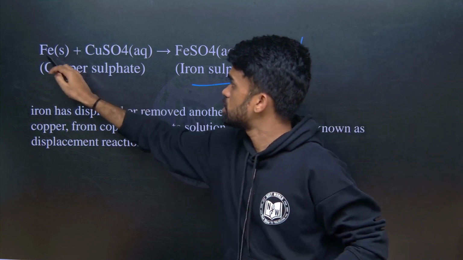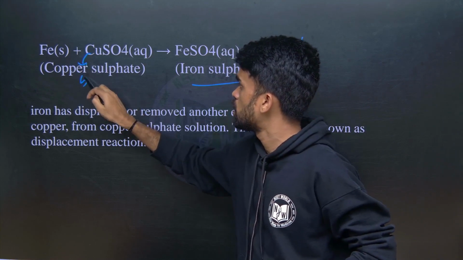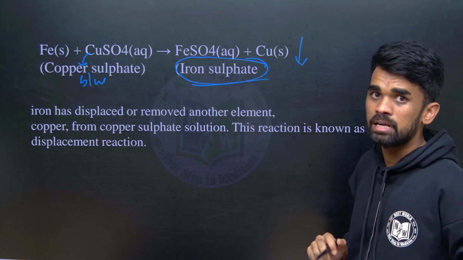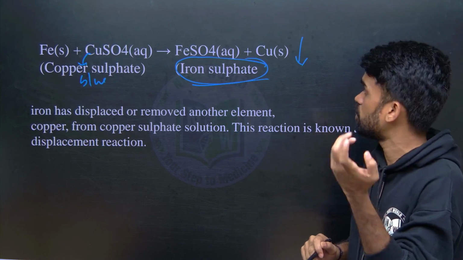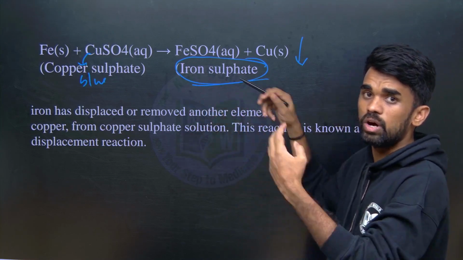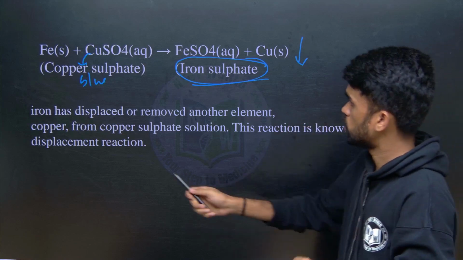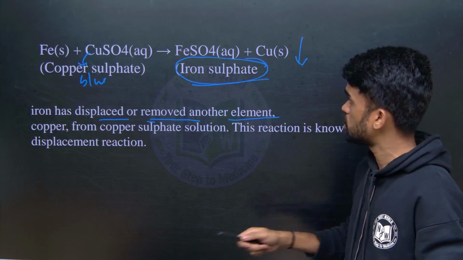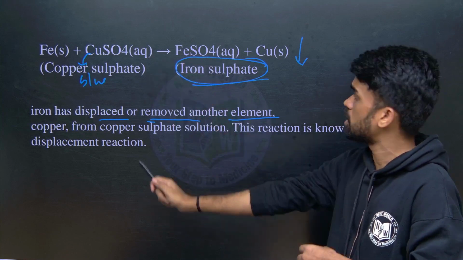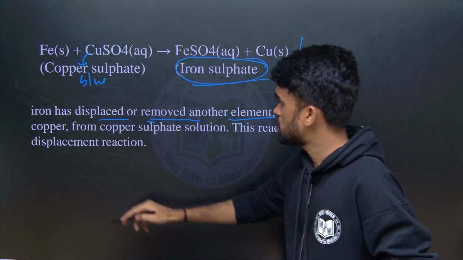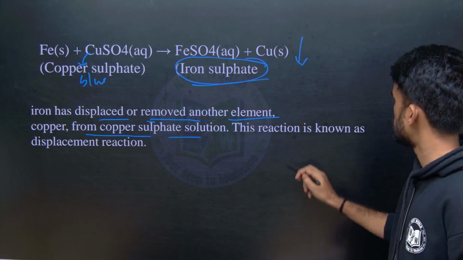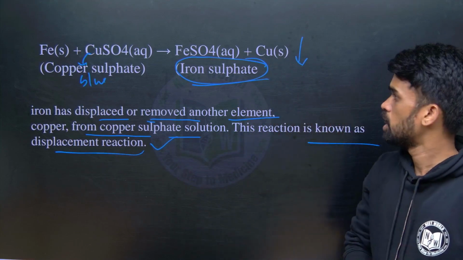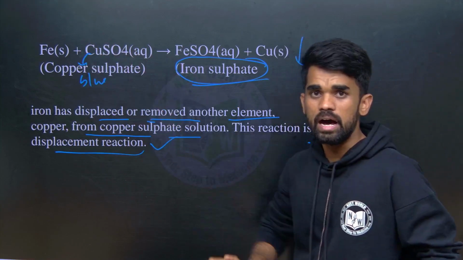Initially what is the color of copper sulfate? It is blue. After that it becomes pale because the copper sulfate is converting into iron sulfate. So iron displaced or removed another element. Which metal was removed? It displaced this copper from the copper sulfate solution. This reaction is known as a displacement reaction, because one metal is displaced by the other.